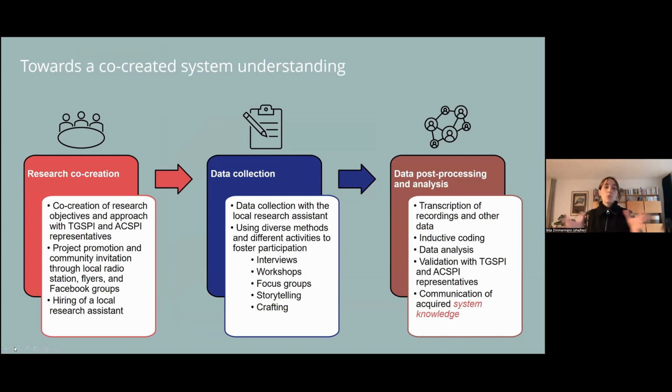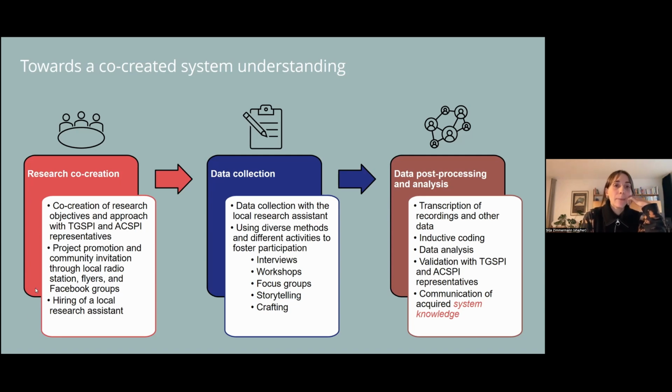To fully co-create this research process between us, researchers from Utrecht University, and the Aleut community of St. Paul Island and their tribal government, we started by having several meetings with representatives of both the Aleut community and their tribal government. In the figure they are called ACSPI and TGSPI as abbreviations. Together with them, we co-created the research objectives and the methodological approach. We then promoted the project within the community through, for example, the local radio station, flyers, and Facebook groups. There's one Facebook group that has, I think, 370 members, so basically everyone from the community. We also hired a local research assistant to assist with the data collection and the initial interpretation of the results.